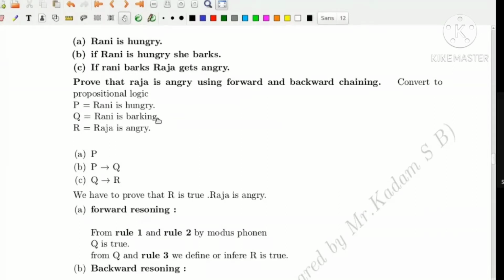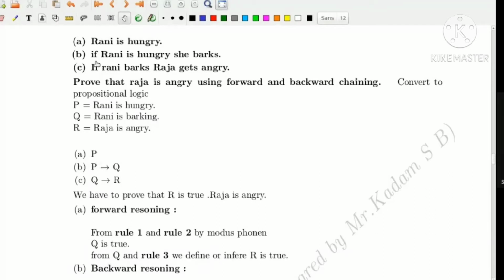Okay, the third predicate I am putting is R, that is Raja is angry. So these are the 3 predicates I am going to use, and along with these predicates I am going to prove that Raja gets angry. I have to prove it by forward reasoning and backward reasoning. So I have a first rule, that is Rani is hungry, which I write as P, which is a fact.